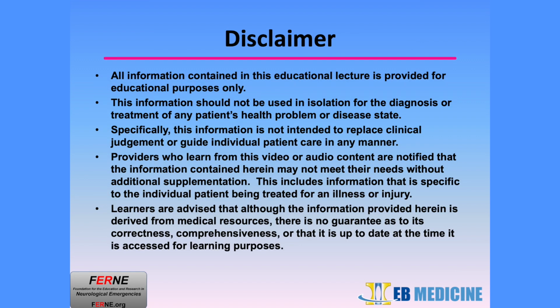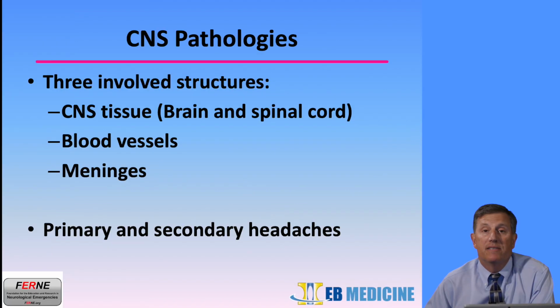In general, this information is intended to augment and not replace the clinical judgment that guides the management of any individual patient. When considering patients with acute headache, we need to consider three involved structures: the CNS tissue itself, including the brain and spinal cord, the blood vessels, and the meninges. And then we need to consider that there are primary and secondary headaches.